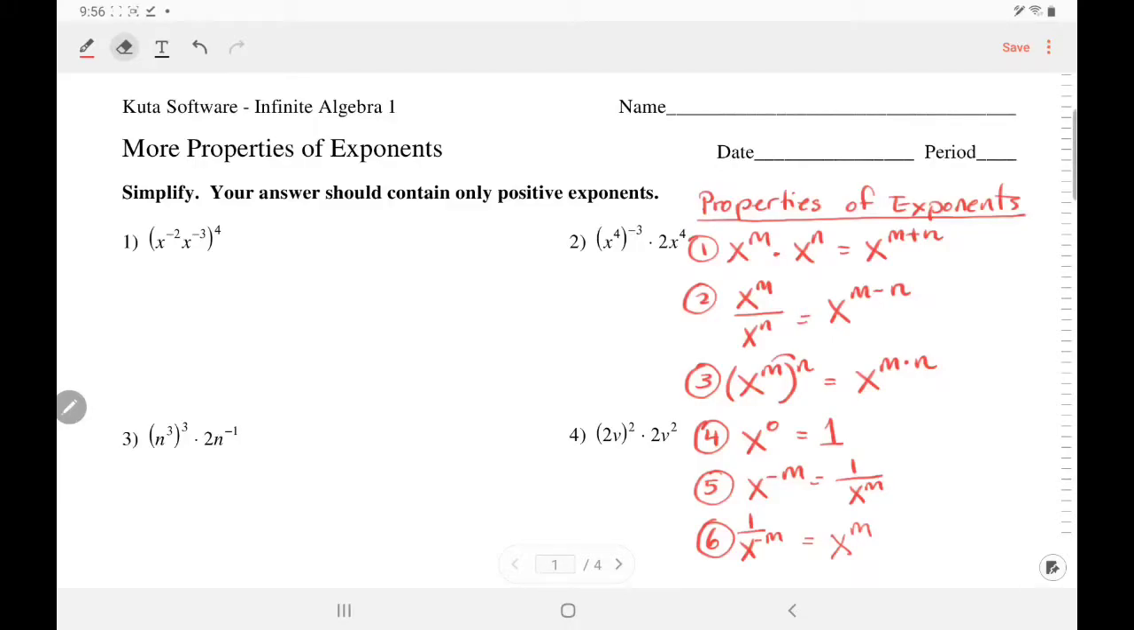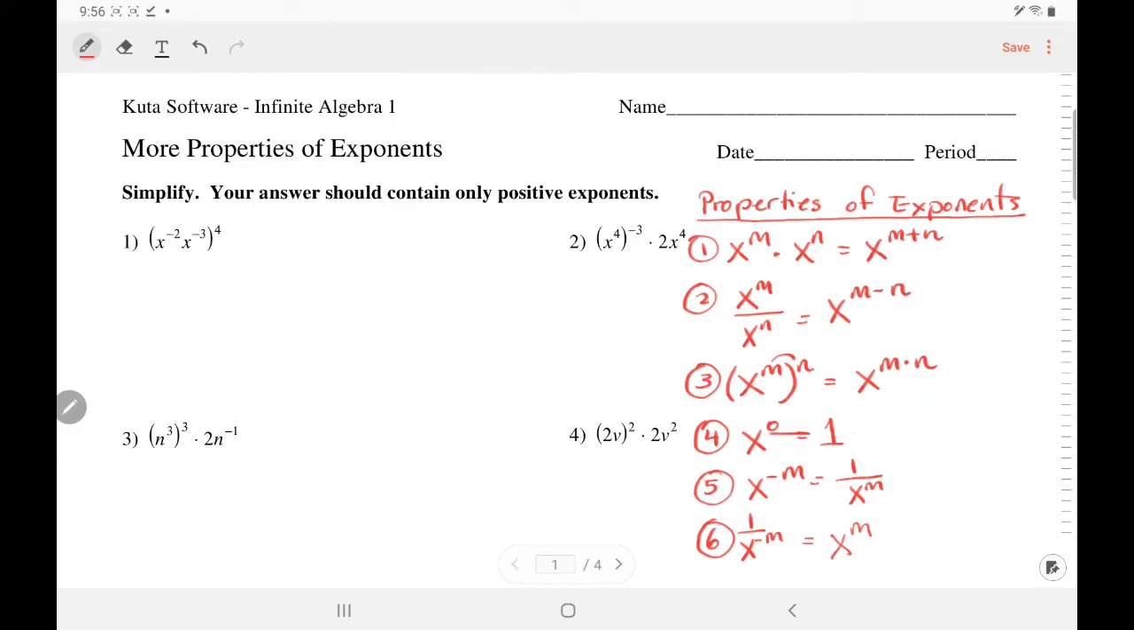Today we're going to do Kuta Software Algebra 1, More Properties of Exponents. Let's review the properties first. Property 1. When multiplying like bases, you add their exponents. When dividing like bases, you subtract the exponents. When taking it to the power, you multiply exponents.